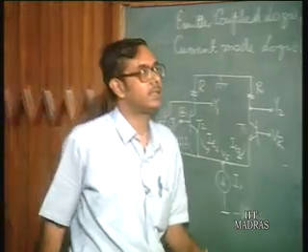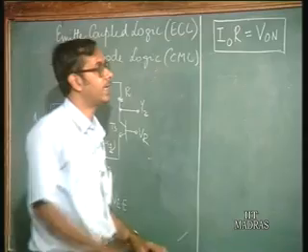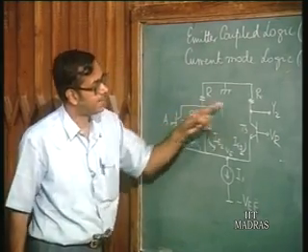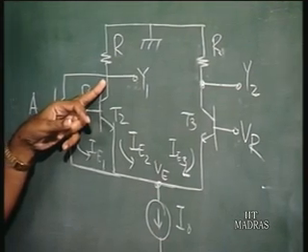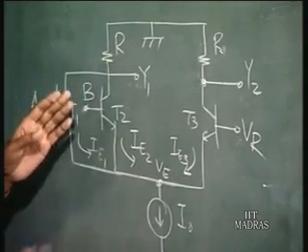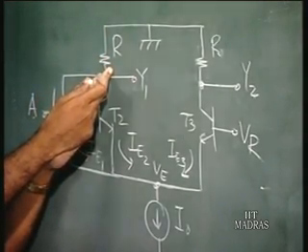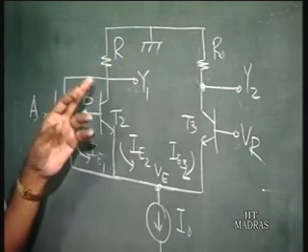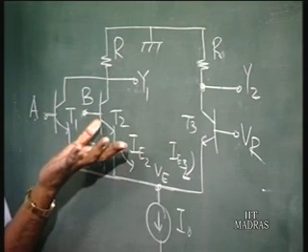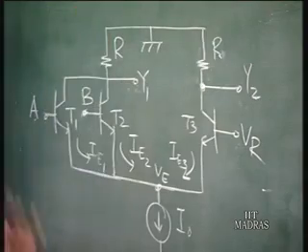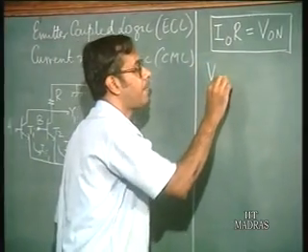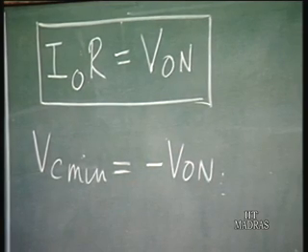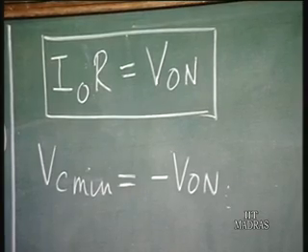So if this is how we have chosen, then we can say that the minimum voltage that we can have at the collector of a transistor is minus V on, because the maximum current that can flow through this resistance in a branch is I naught, and so the maximum drop that you can have is I naught into R. So you cannot have a collector voltage which is less than minus I naught into R. So if I naught into R is V on, we can say that Vc min is equal to minus V on, because I naught into R is V on. So this is one thing we have seen.